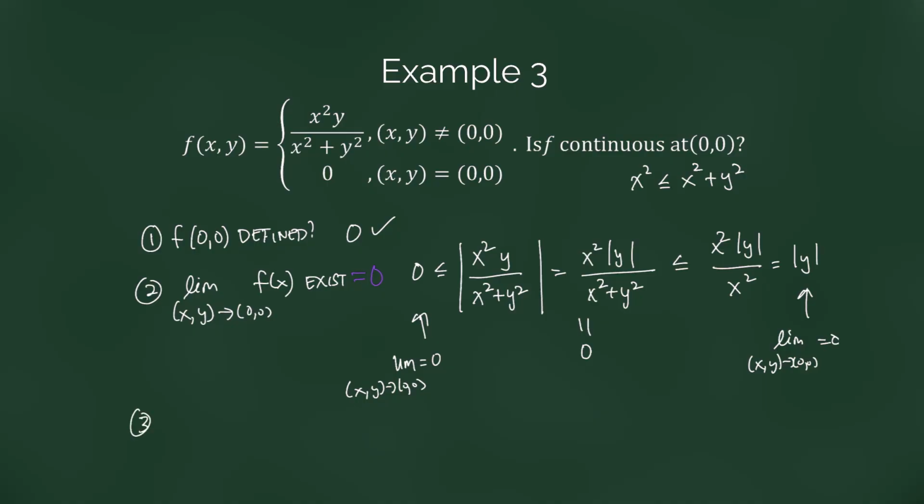And our last check is, does the limit of f(x,y) as we approach the point in question equal the function value? I should be writing f(x,y) in all of these. I hope you'll forgive me for that. And the answer is yes, because 0 is in fact equal to 0. So the limit value and the function value are identical here, which means that the answer to our continuity question is yes.